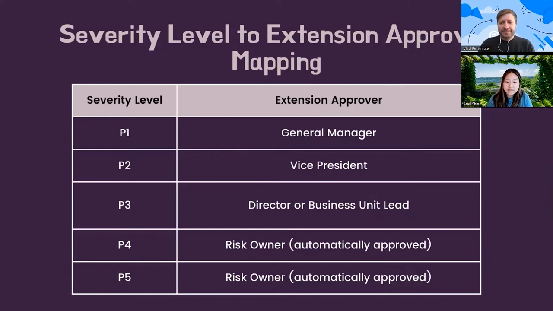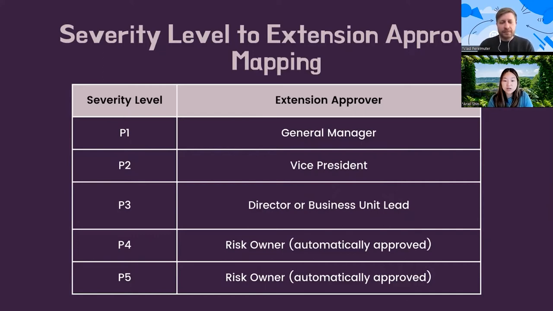There's still oversight by the security team as we're tracking the number of extensions within a ticket. We may reject extensions as they pose an ethical, legal, or other risk. The extension approver may differ based on your reporting structure and your organization, but you still want a hierarchy of individuals to reach out to push for accountability.